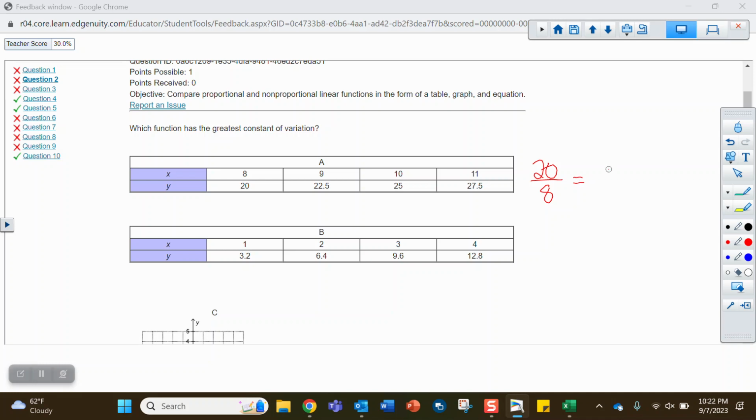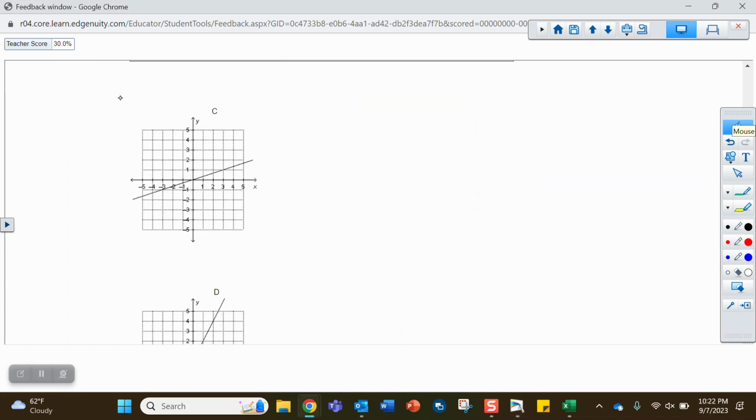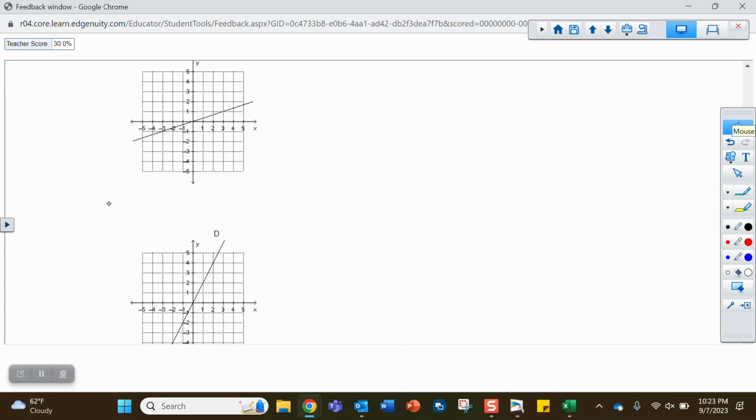I typically like to just put things in a decimal when I'm comparing, because then I don't have to worry about common denominators or anything like that. In the next table, this is pretty easy, 3.2 over 1, that's just 3.2. So you can see right now this is table B and it is winning the race. I'm going to scroll down, we're going to remember 3.2 so I can look at these.